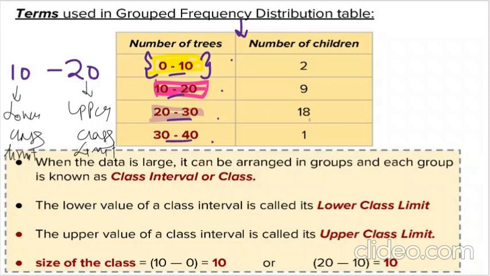अब if I tell you कि you have to find the size of the class. Size of the class means 10 minus 0, 20 minus 10. So throughout the data हमारा size of the class is 10 only. 10 minus 0, 10. 20 minus 10, 10. 30 minus 20, 10. 40 minus 30 be 10. So the size is 10. So what do you understand? Each group is known as class interval or class. Lower value of class is lower class limit. Upper value is upper class limit. And size of the class is upper minus lower. Okay, that is the size of the class.